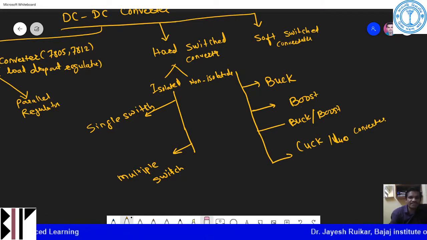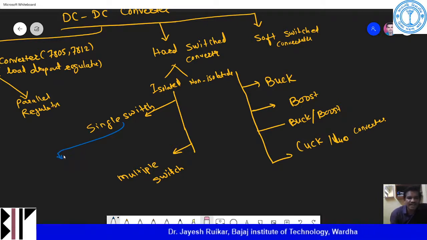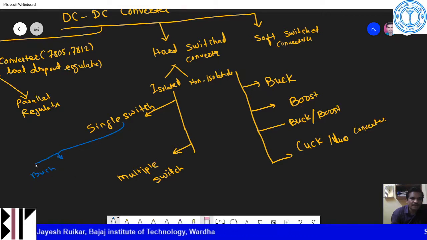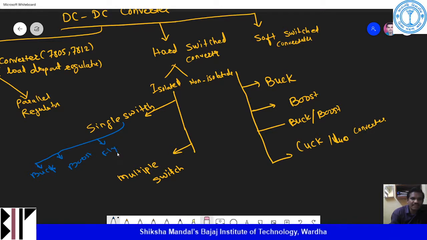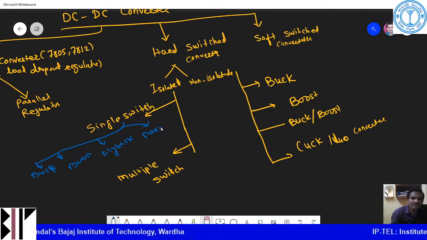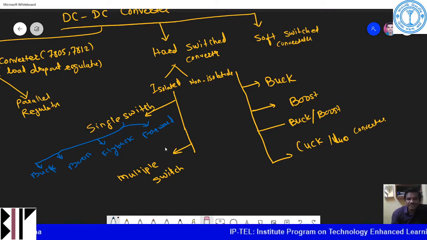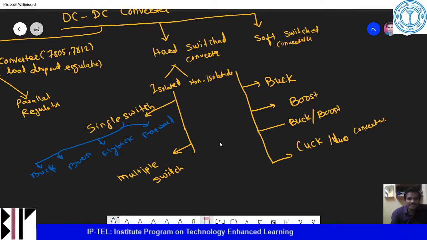Single switch converters are again further classified as your buck converter, boost converter, then flyback converter, and then forward converter. I'm not going too deep. This much detail is enough; you can look into these converters in your theory class.